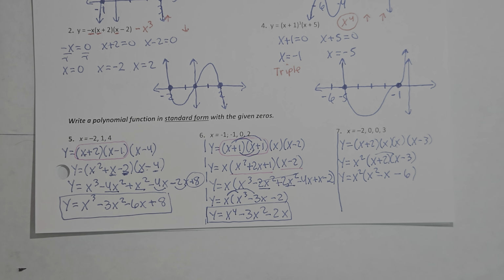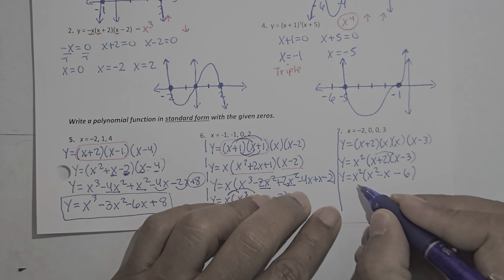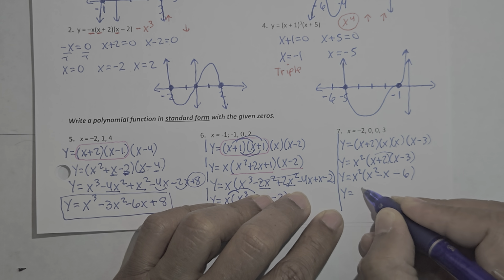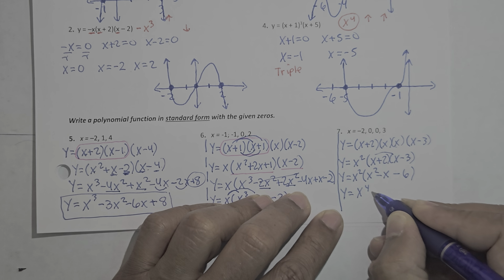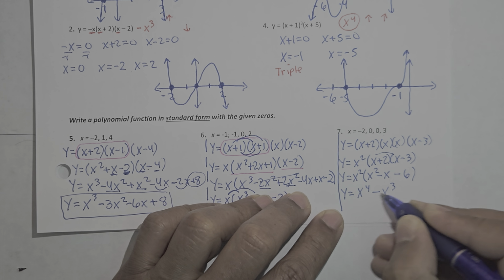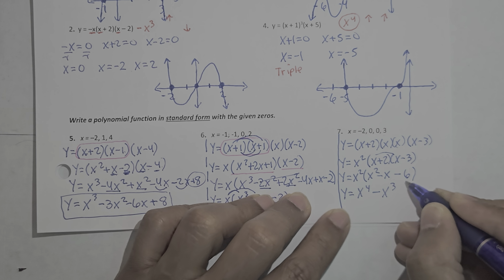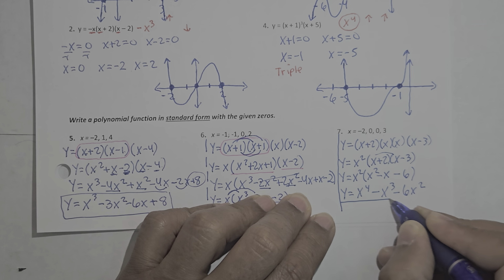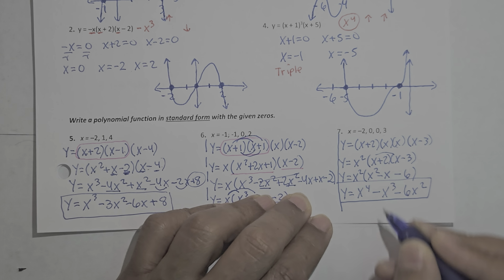Okay, then we distribute. So I have y equals x squared times x squared is x to the fourth. And minus x to the second times x to the first, that's x to the third. And x to the second times negative 6, that's negative 6x to the second, and this is the polynomial that has those given solutions.